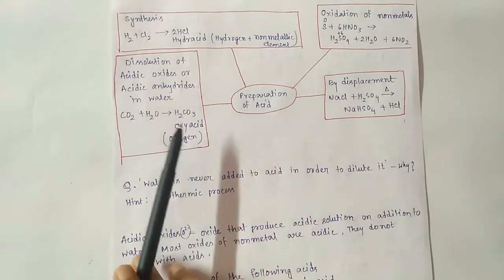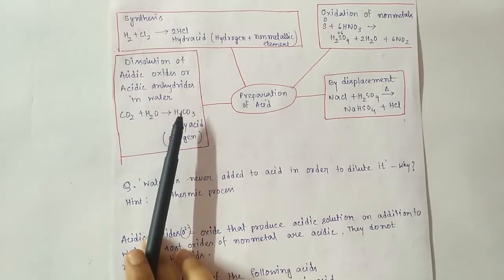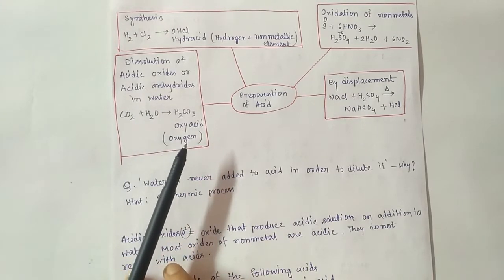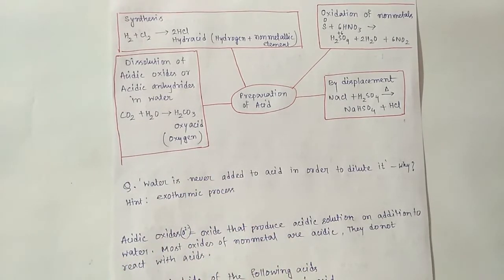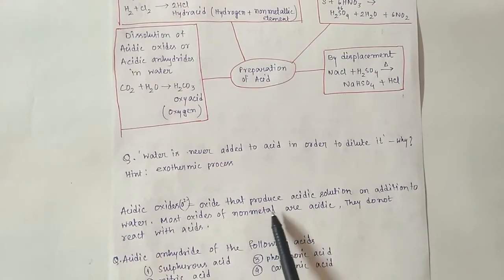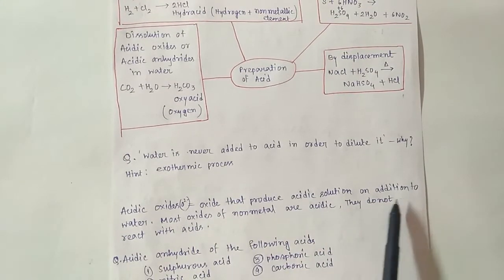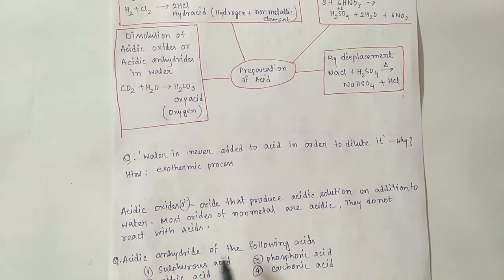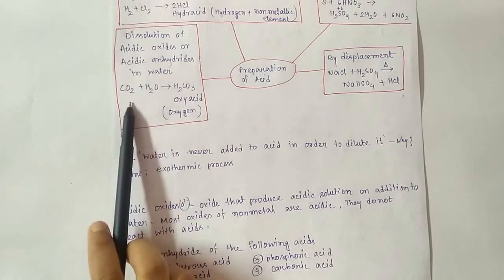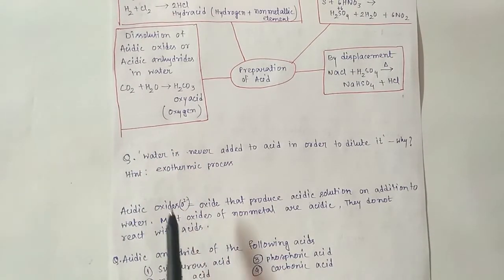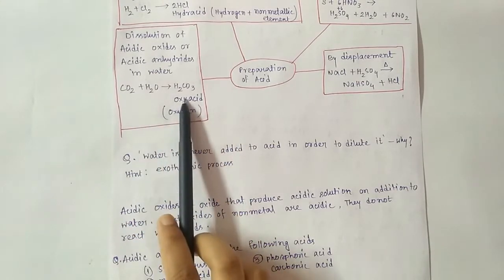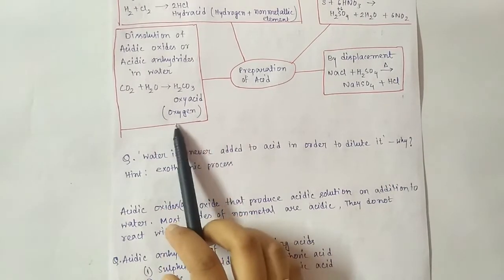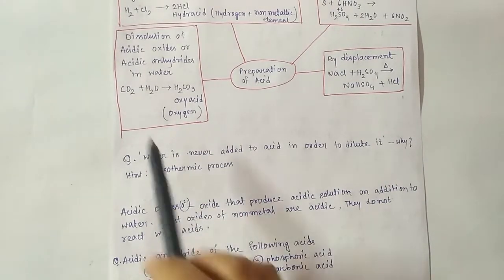And then dissolution of acidic oxides or acid anhydrides in water. So now the question is, what are acidic oxides or acid anhydrides? Acidic oxides are oxides that produce an acidic solution on addition to water. Most oxides of nonmetals are acidic. They do not react with acids. Here you can see an example of CO2, as it is an acidic oxide, and when it combines with H2O, it produces one oxyacid, that is H2CO3. Now here this acid is an oxyacid because it contains oxygen. This is about your acidic oxide.